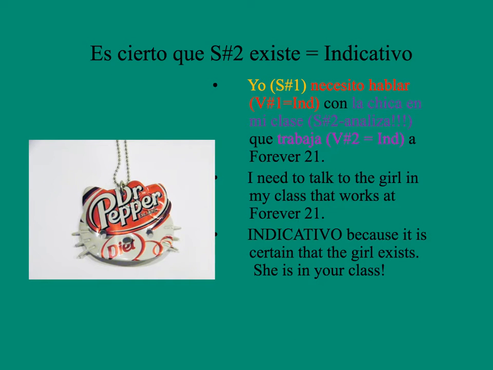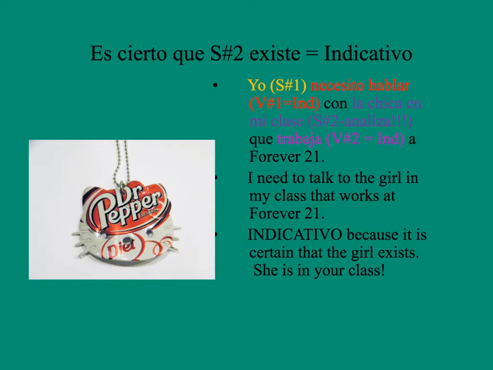Then your next option: it's certain that subject number 2 exists. That's when you use indicative. So your examples: I need to speak with the girl in my class that works at Forever 21. I, subject number 1, need to speak, verb number 1 in the indicative. The girl in my class, that's subject number 2.